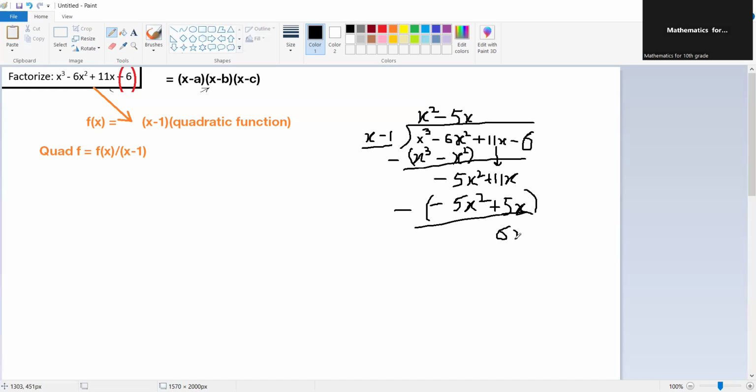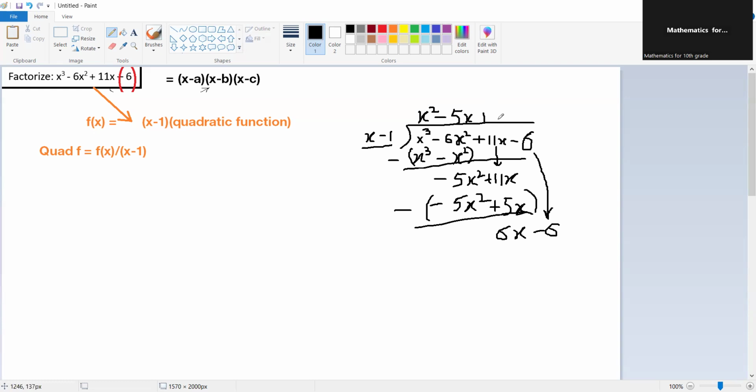Once we do the subtraction, we again drop down the next term, which is just the constant term minus 6. And now we have to target 6x. So how do we get 6x? We need to multiply x minus 1 using 6.